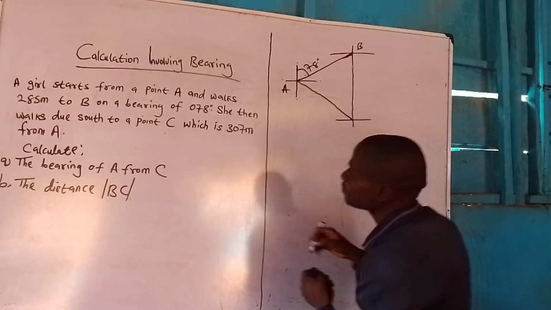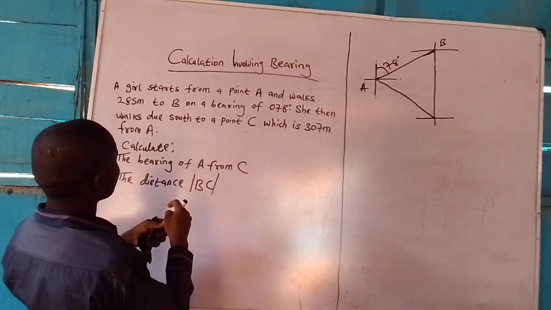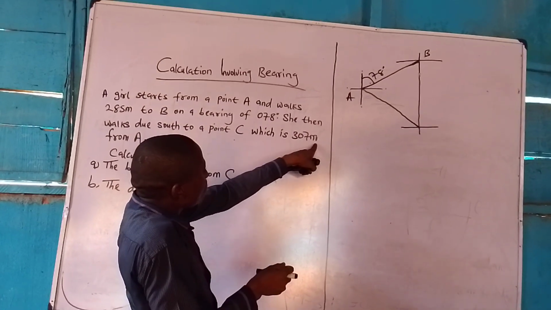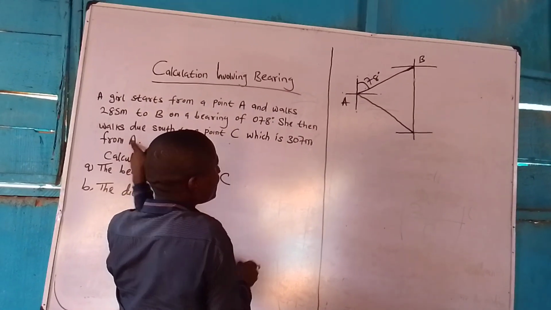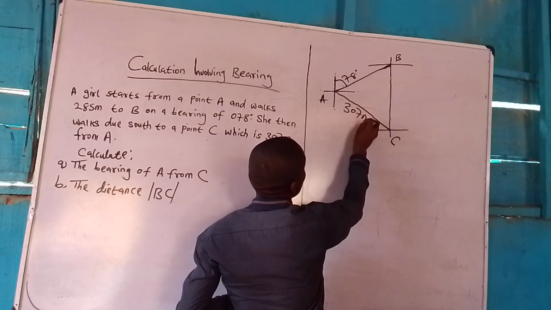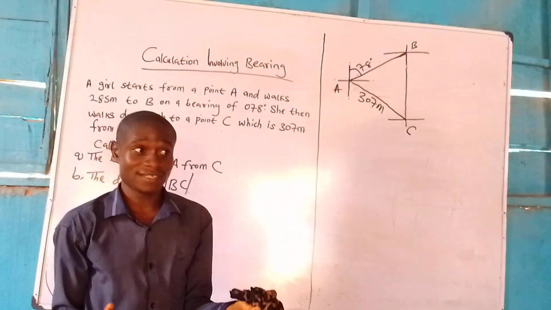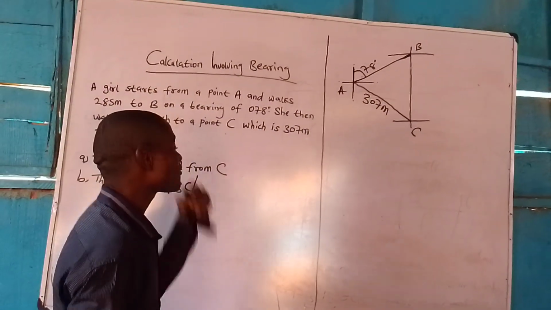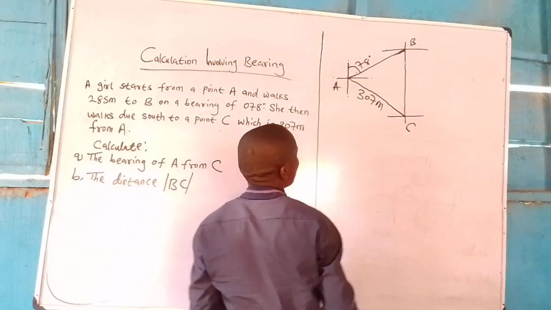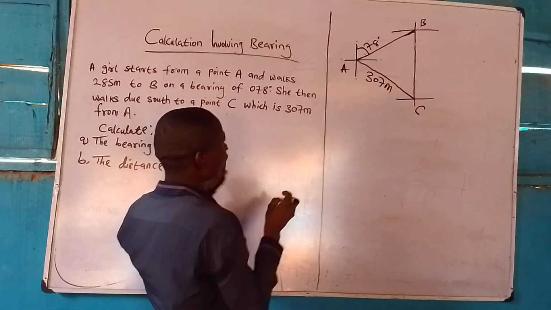Right? So this place, they told us that, is there any value I'm missing? I think I missed, so okay, I didn't miss it. It said which is 307 meters from A. That means this place is C. This place is 307 meters, right? What they say we should calculate, I hope you people are getting it. They want us to find the distance from here to here, and also the bearing. The question says the bearing of A from C.